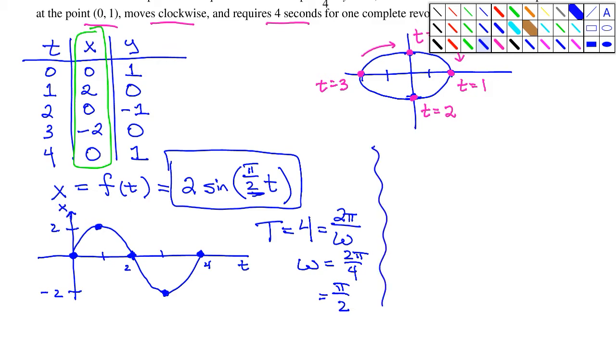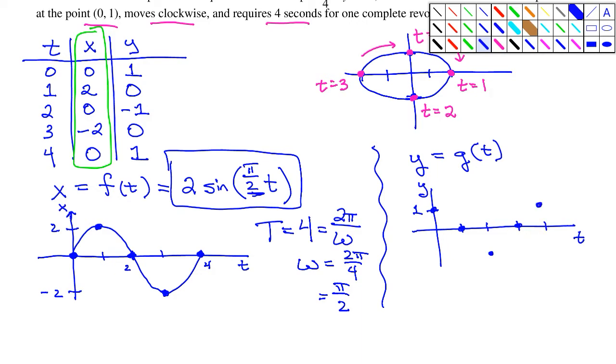Now we need to do the same thing with y. So y is going to be equal to some g of t function. Let's make a little graph. We know that this one is going to be a t-y graph, like so. And the points are (0, 1), (1, 0), (2, -1), (3, 0), and (4, 1).